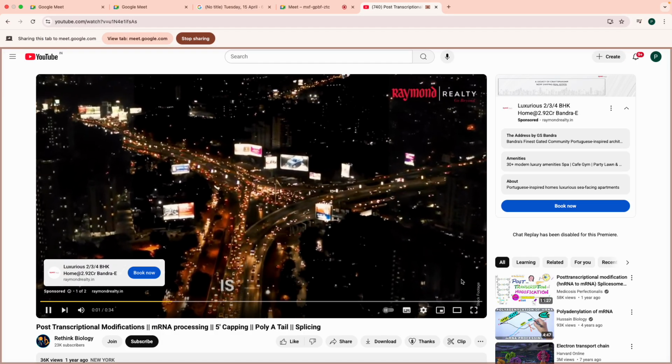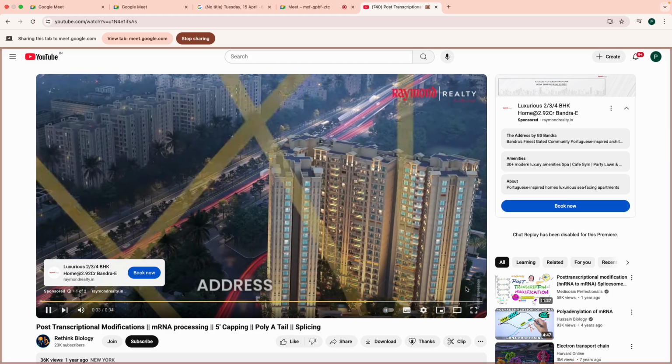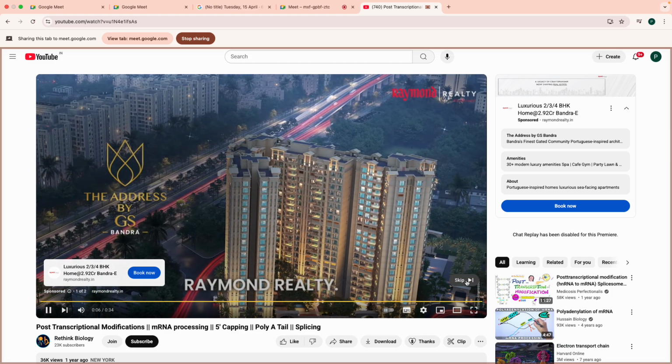Thane's biggest developer is now in Mumbai. Welcome to the address by GS Bandra by Raymond.